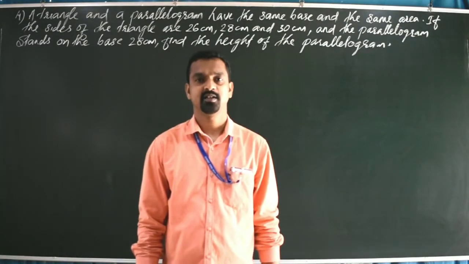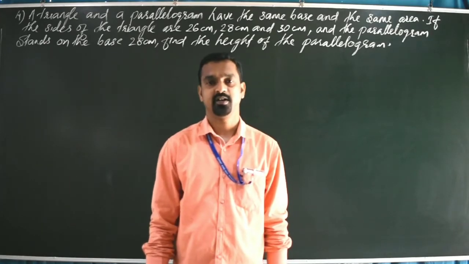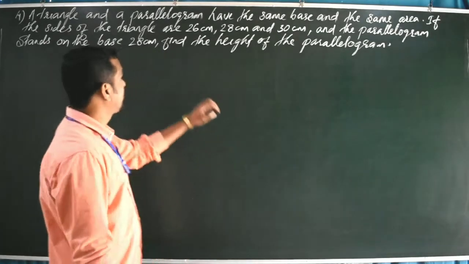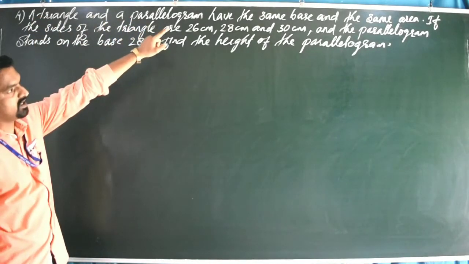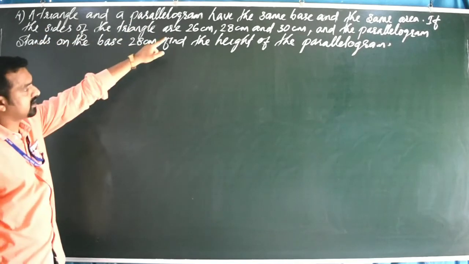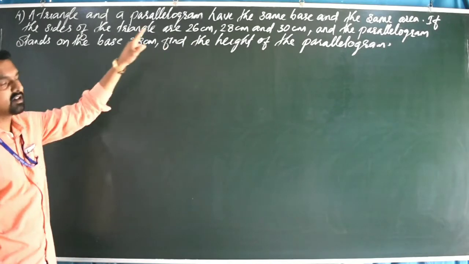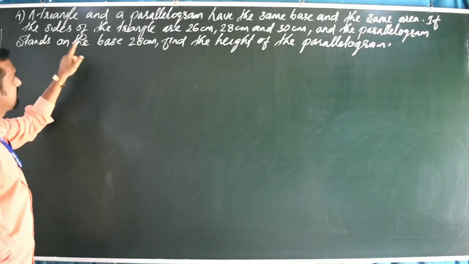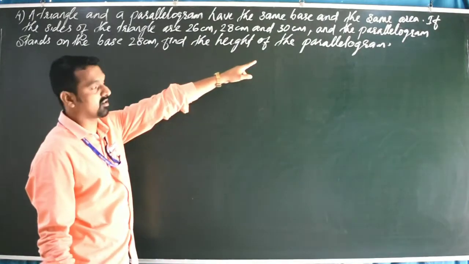Children, now I am going to explain exercise 12.2 question number 4. Let's see the question. A triangle and a parallelogram have the same base and the same area. If the sides of the triangle are 26 cm, 28 cm and 30 cm and the parallelogram stands on the base 28 cm, find the height of the parallelogram.